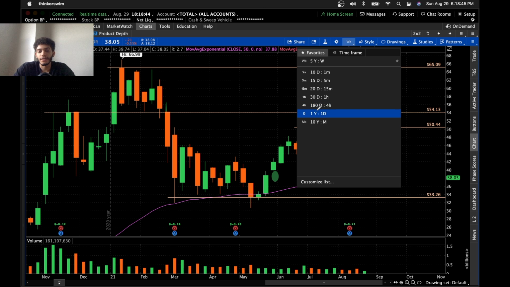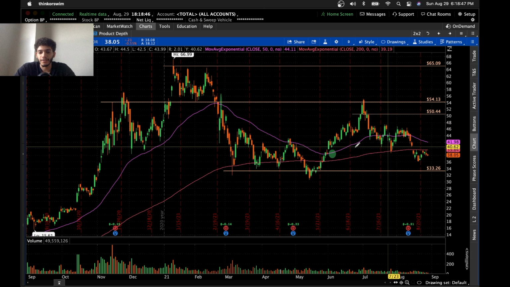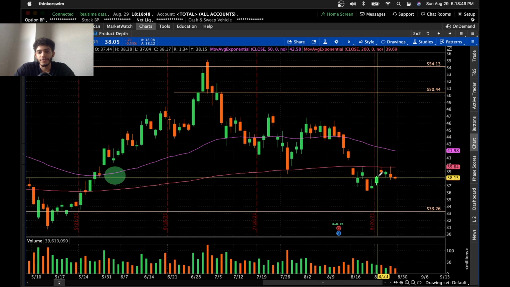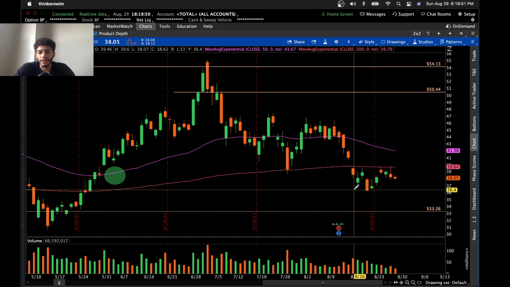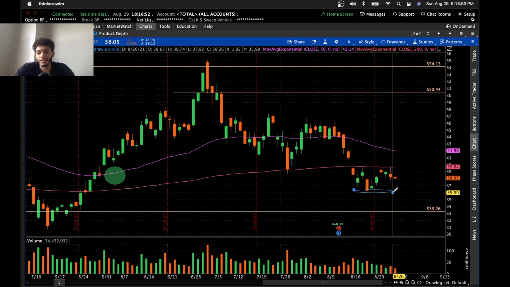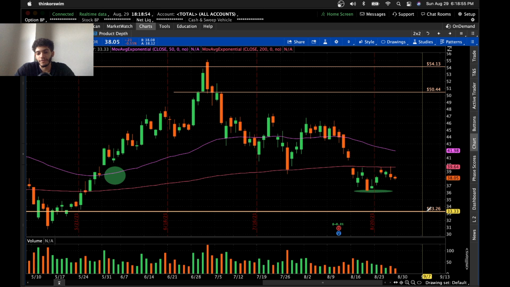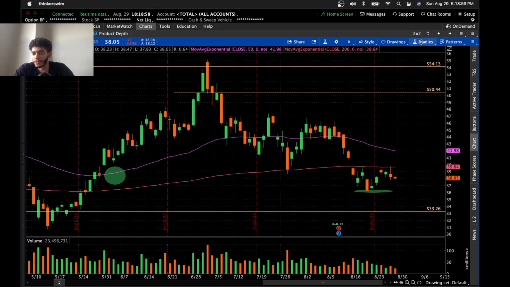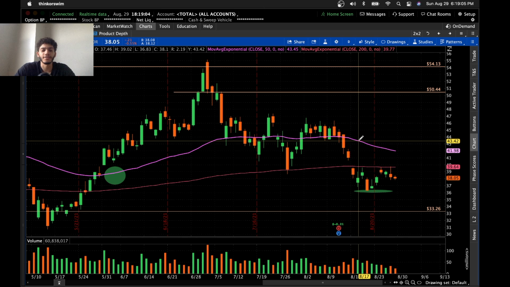So if I go to the daily and I look at this one more time, there is potential for either a test of this area again or a test of 33. However, you could bring in other sources and analysis and indicators like the MACD, the RSI, just to see if the stock is oversold or if the momentum is dead for the sell side and it's going to the buy side.